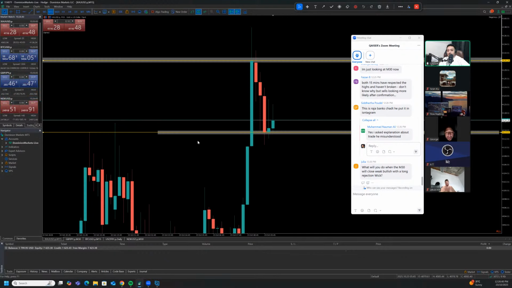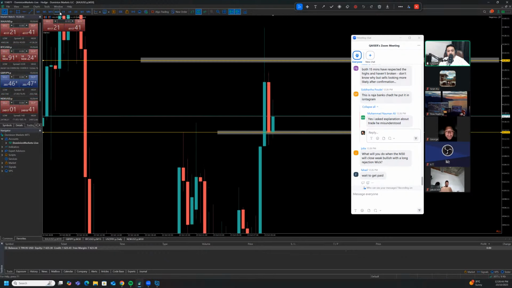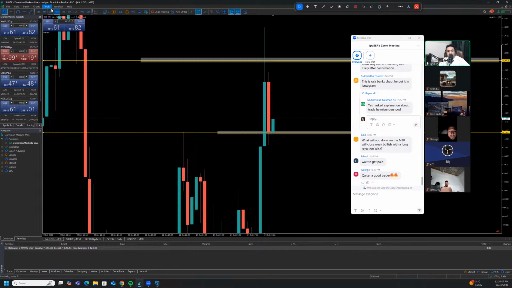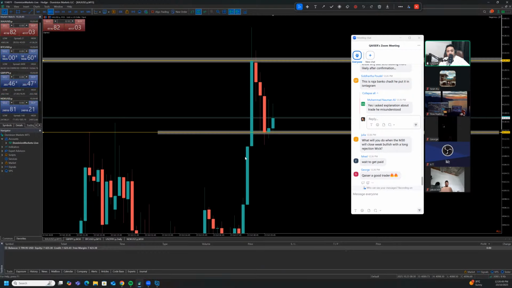What will you do when the 30-minute closes weak bullish with a long rejection wick? Then wait for the sells. We'll see. I don't think so. We'll see. Just waiting right now.